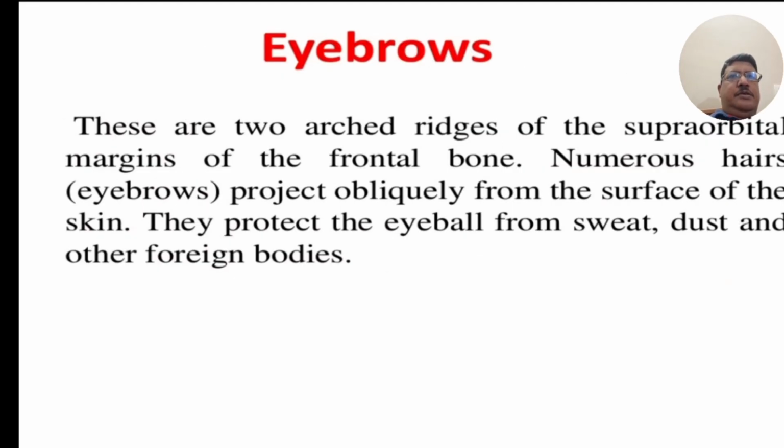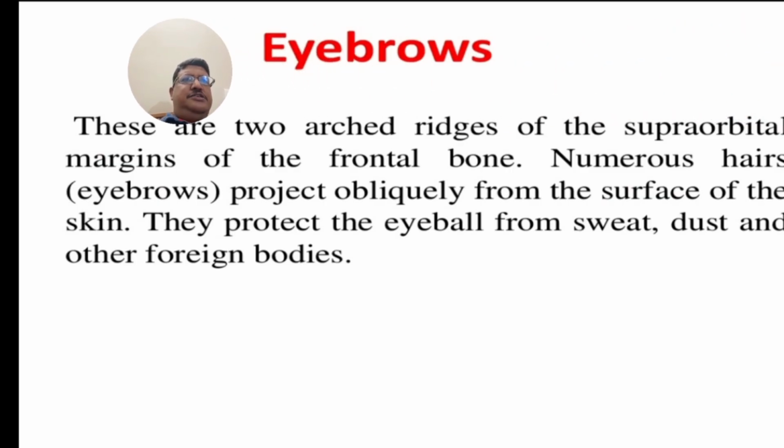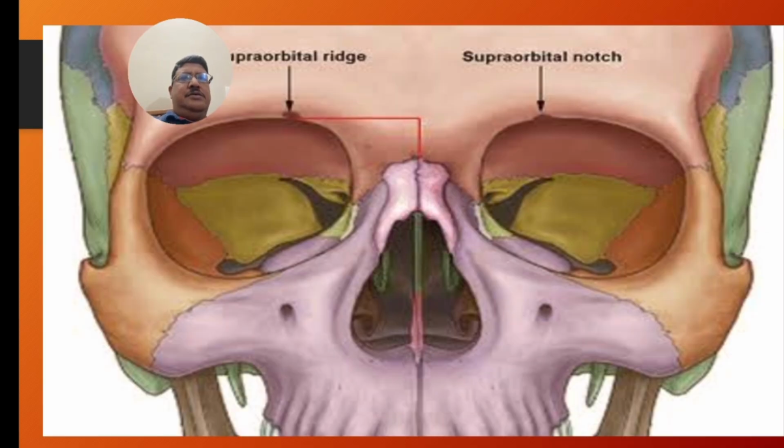Eyebrows are two arched ridges of the supraorbital margin of the frontal bone. Numerous hairs project obliquely from the surface of the skin. They protect the eyeball from sweat, dust, and other foreign bodies. So this is the orbital ridge and supraorbital notch.